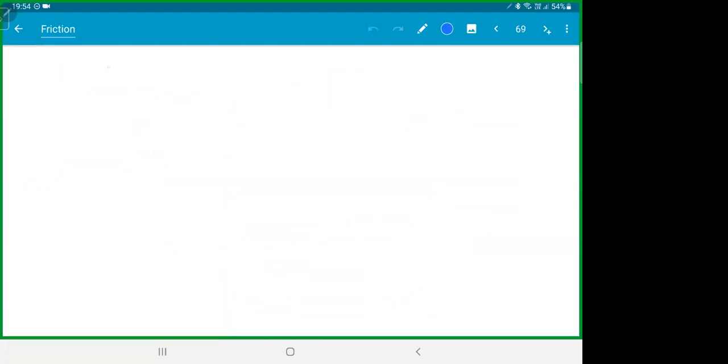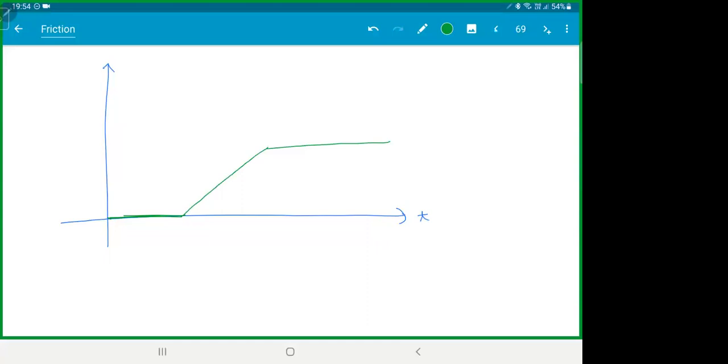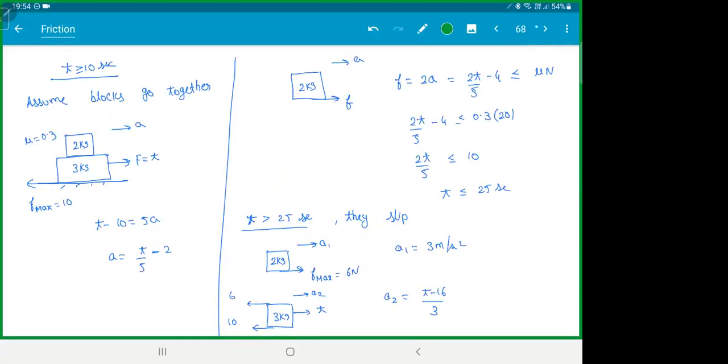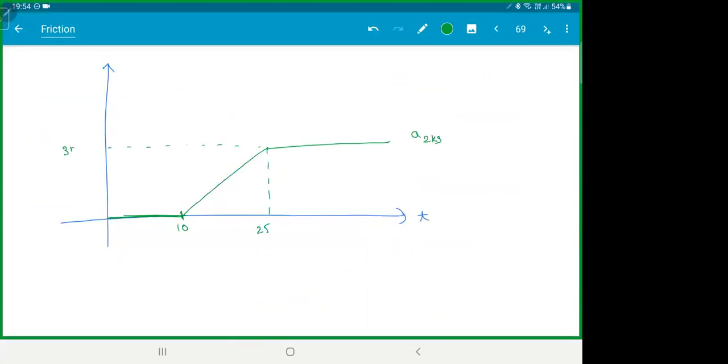I'll just show you the graph. So if you try to plot this graph, initially they will not move, then they will go together, then this will become constant. This is that 2 kg guy. So up to 10 seconds, they will not move. Up to 25 seconds, they'll go together. And the value becomes constant at 3 meters per second square.